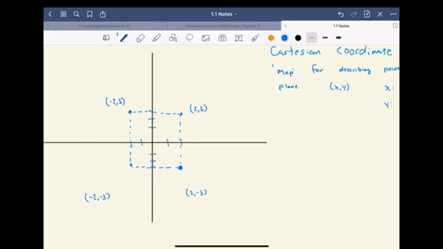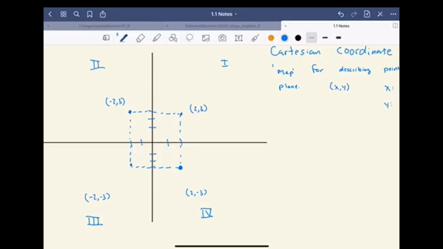Okay, now we split this up. These have quadrants, we call them, 4 quadrants. First quadrant has both coordinates being positive. Second quadrant has the x-coordinate being negative and the y-coordinate positive. Third quadrant is marked by both coordinates being negative. Fourth quadrant is marked by a positive x-coordinate and a negative y-coordinate.